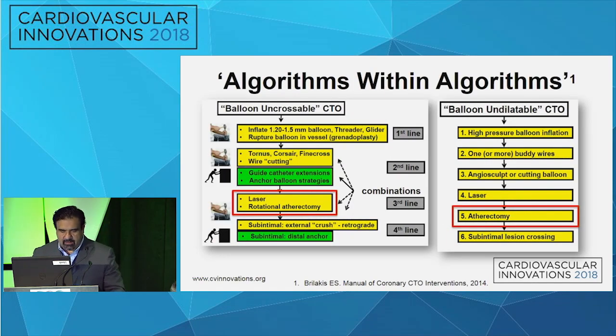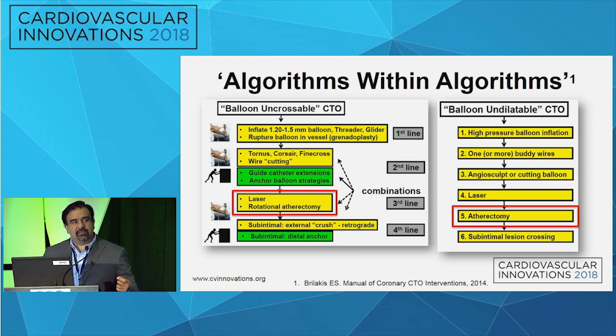This is taken from Manus's excellent book and his lectures. These are just two algorithms within algorithms. So this is a term that Bill Lombardi uses. So you have the hybrid algorithm, but for everything that you do or you don't do or you can't do, there should be another algorithm. So the one on the right is the balloon uncrossable CTO algorithm. The one on the left is the balloon undilatable. And you can see that the atherectomy is there for both of them. It is not first line, however.